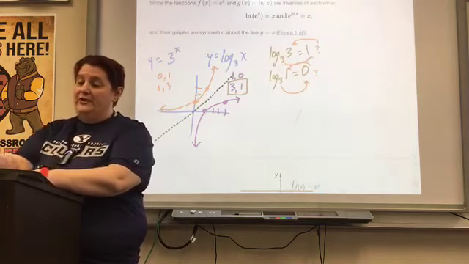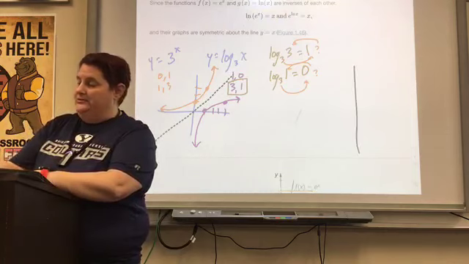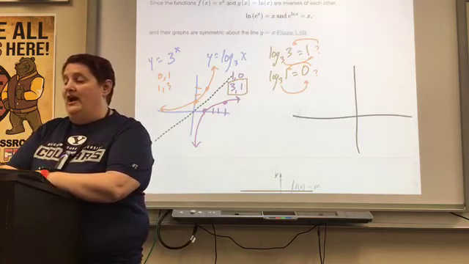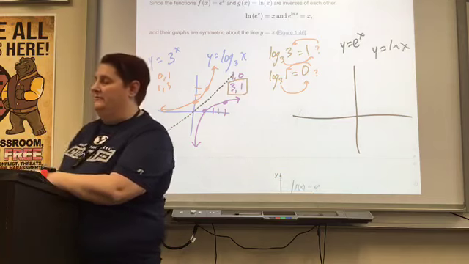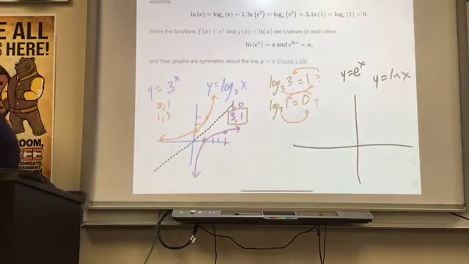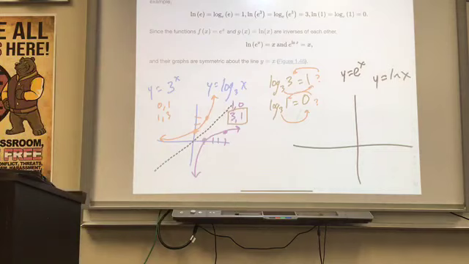So before you flip the page, I want you guys to go down here, and I want you to graph me your most perfect graph of e to the x and your most perfect graph of ln x. I want that graph so perfect I can eat off it.